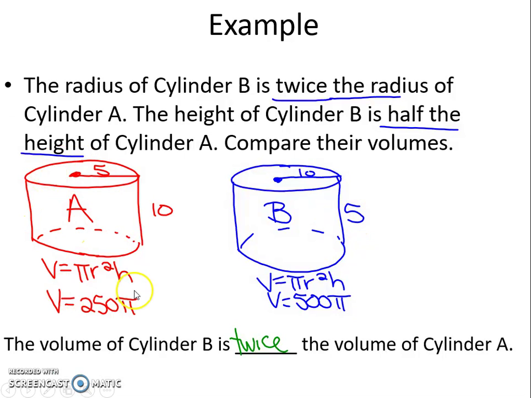So I'm going to use my volume formula and compute pi r squared h. Pi times 5 squared times 10 is 250 pi. And for this one, pi r squared h, 10 squared is 100 times 5 is 500. I'm just writing in terms of pi. So the volume of cylinder B is twice the volume of cylinder A, because you have 250 and 500, it's double. So you need to draw and make up some numbers based on the example.